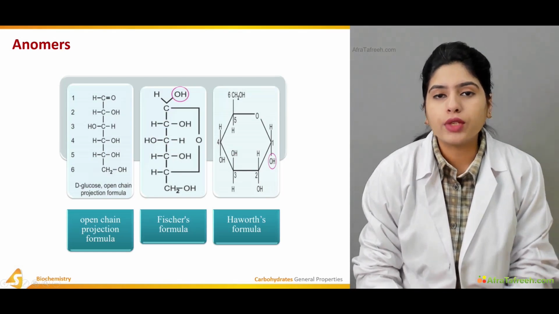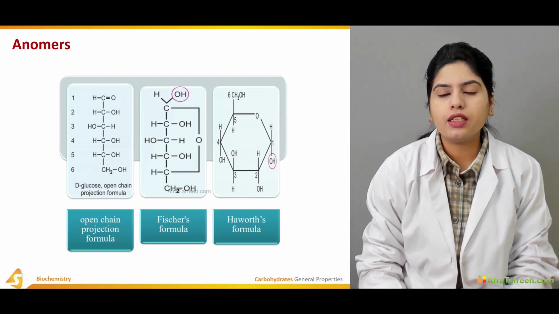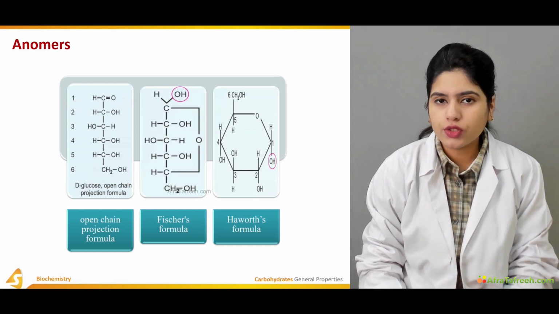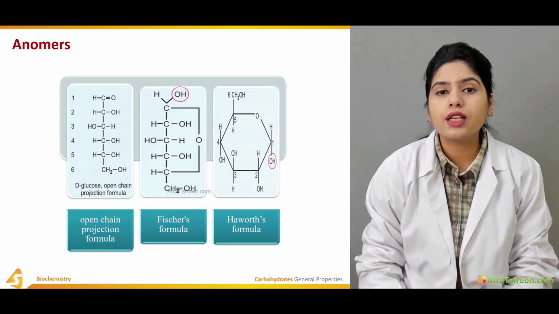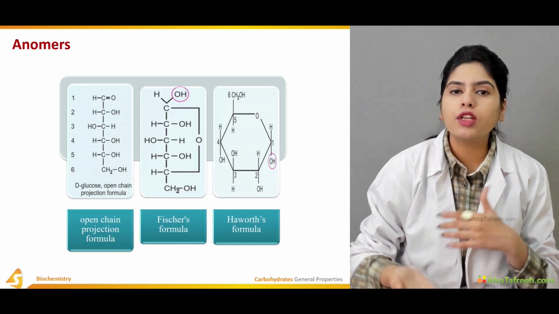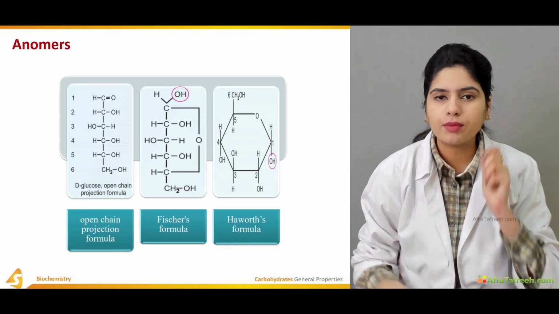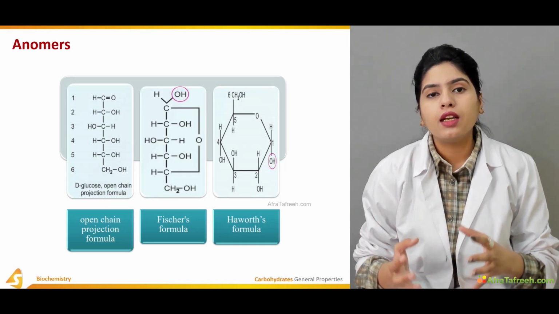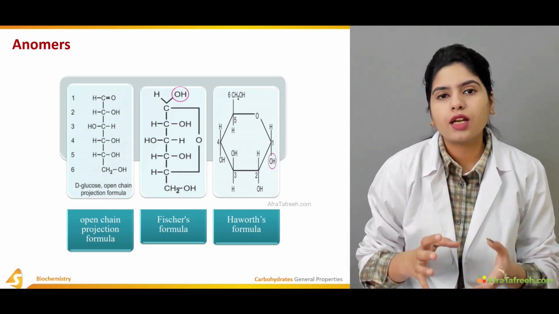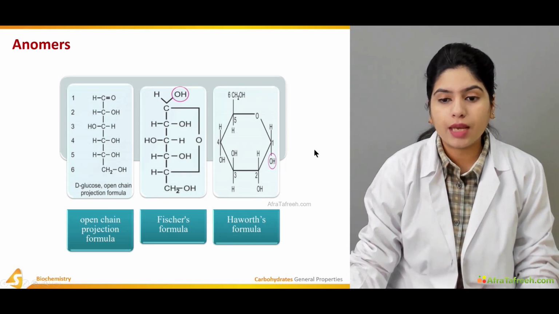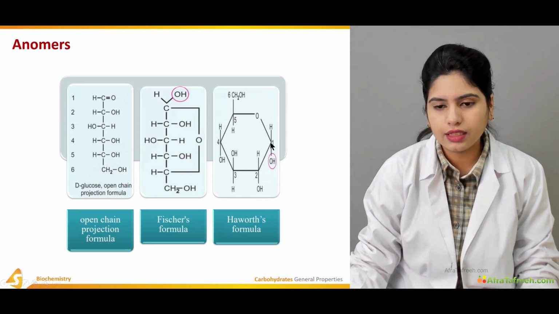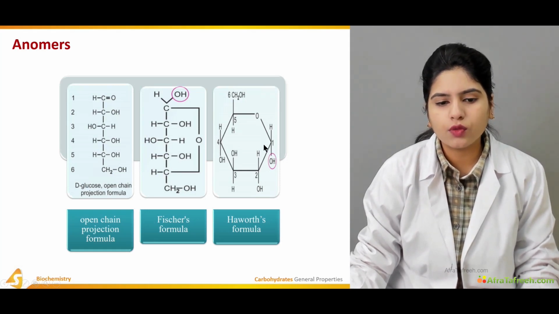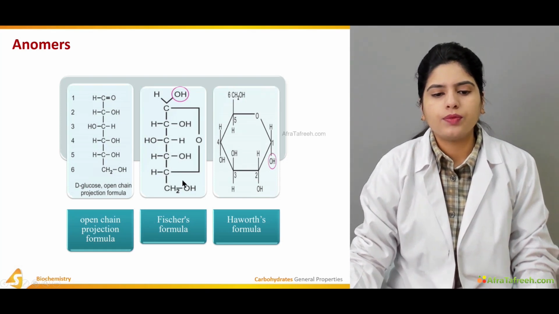Now coming to the anomers. Anomers are basically the compounds that have an anomeric carbon in their structure, and because of the presence of this anomeric carbon atom, the arrangement of the molecules around them is different. That makes them different from each other, and this anomeric carbon is basically different from the epimers. Here, in case of the carbohydrate, this is the anomeric carbon that is responsible for the formation of anomers.